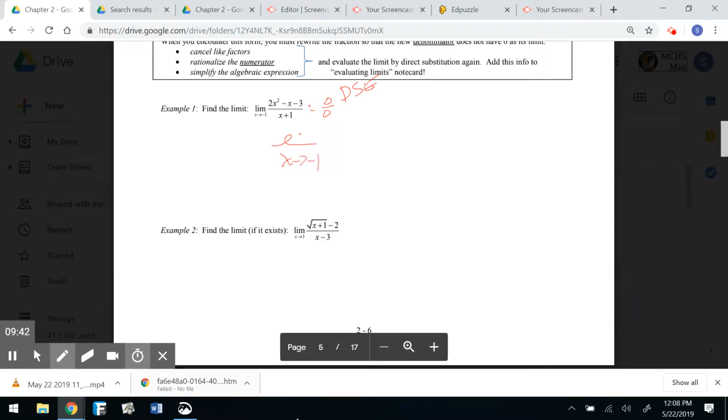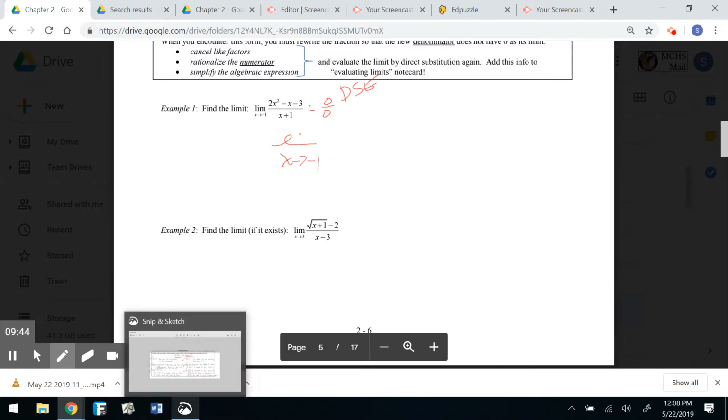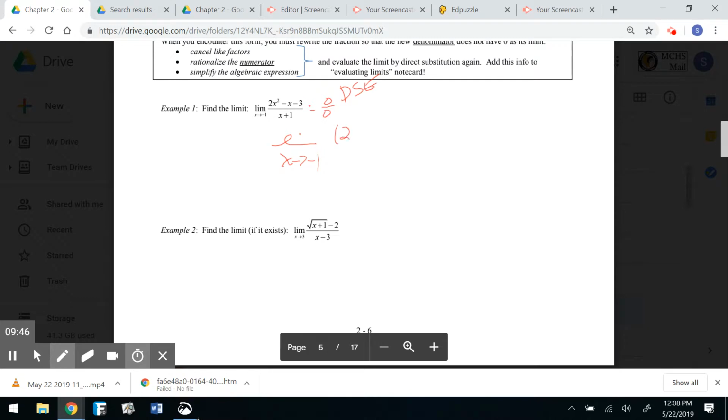If I were you, I would maybe hit pause. Some of us struggle with factoring. If you do struggle, please make sure you come in for some help, and we'll do a whole bunch of factoring problems together. Okay, but if I factor the numerator, I get 2x minus 3 times the quantity x plus 1.